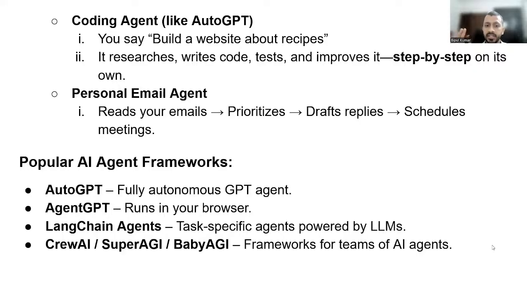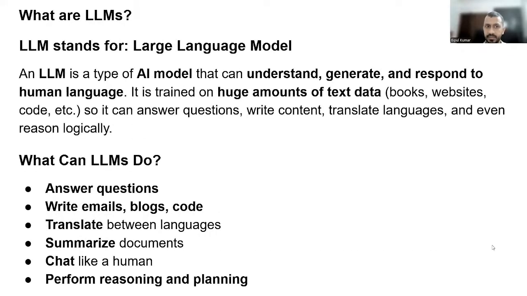The popular AI agent frameworks through which we can create AI agents are there. We have AutoGPT, Agent GPT, LangChain, CrewAI, Super AGI, Baby AGI. So these are the frameworks through which we create the AI agents, right? Like we are going to use Flowise. Okay, so we'll deep dive into it when we are going to create the agents.